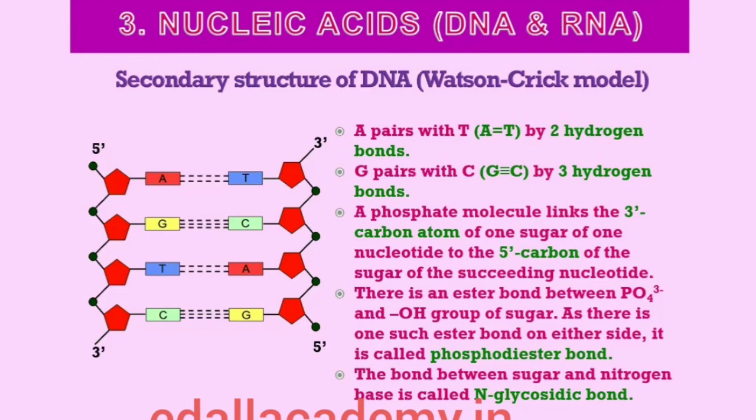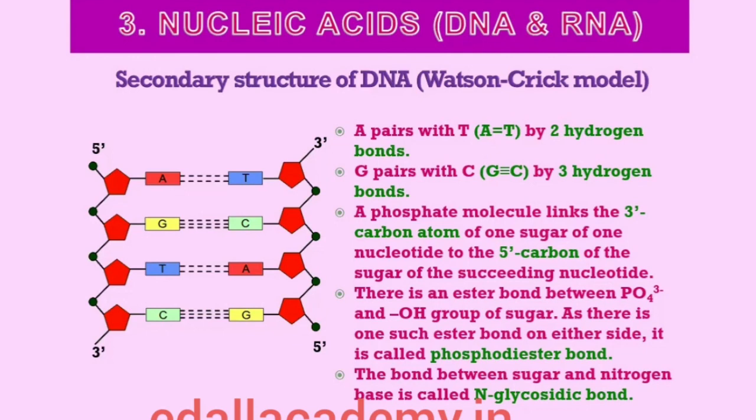A phosphate molecule links the third carbon atom of one sugar of one nucleotide to the fifth carbon of the sugar of the succeeding nucleotide. There is an ester bond between phosphate group and OH group of sugar. As there is one such ester bond on either side, it is generally called as phosphodiester bond.